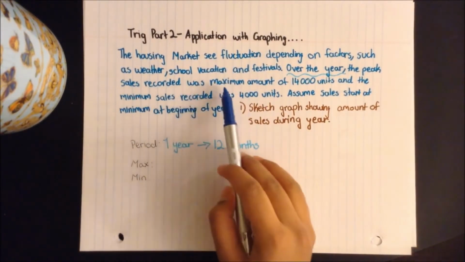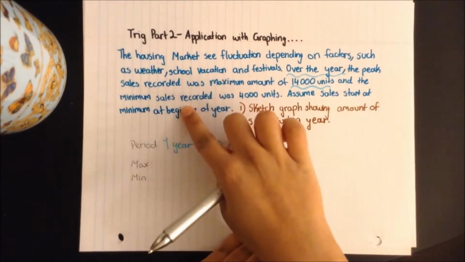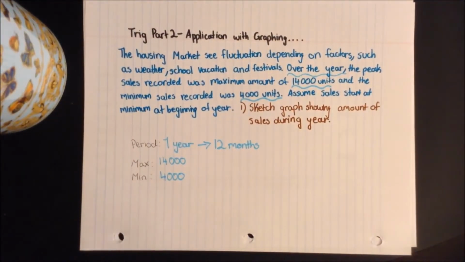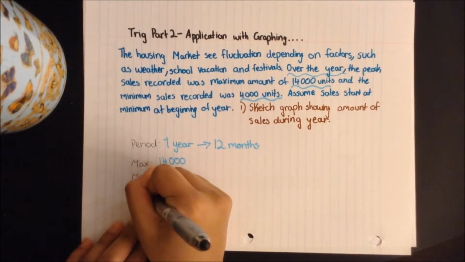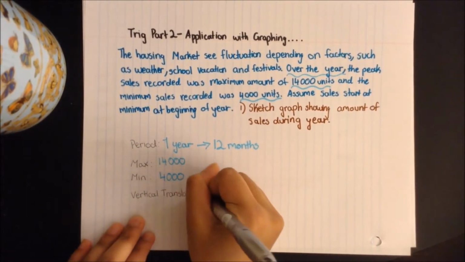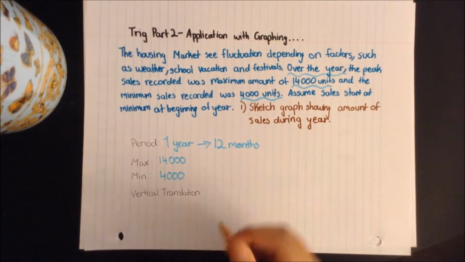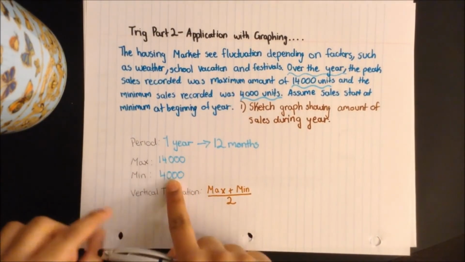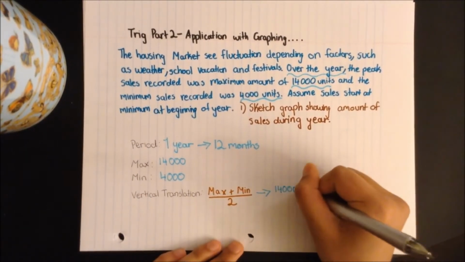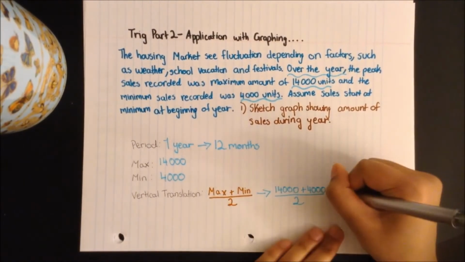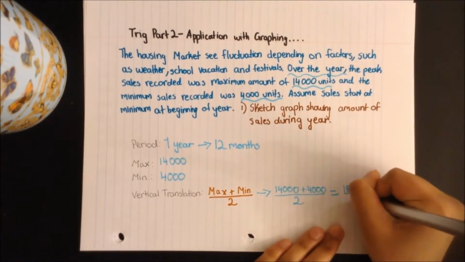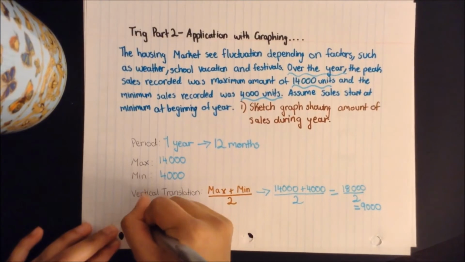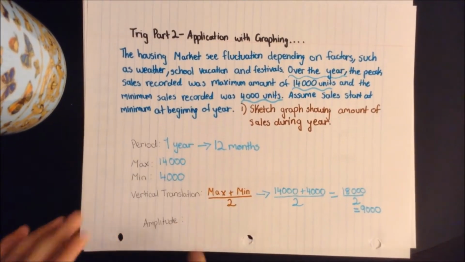The second part is to find out the max. In our question, it says the peak sales recorded was a maximum amount of 14,000 units, and the minimum amount was 4,000 units. So that gives us our max and our min points, max being 14,000 and min being 4,000. Now the reason we find our max and our min is to find our vertical translation. Our vertical translation has an equation, max plus min divided by 2. In this case, 14,000 plus 4,000 divided by 2, which gives us 9,000.